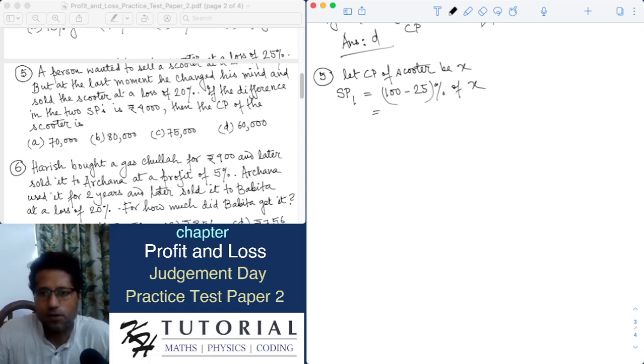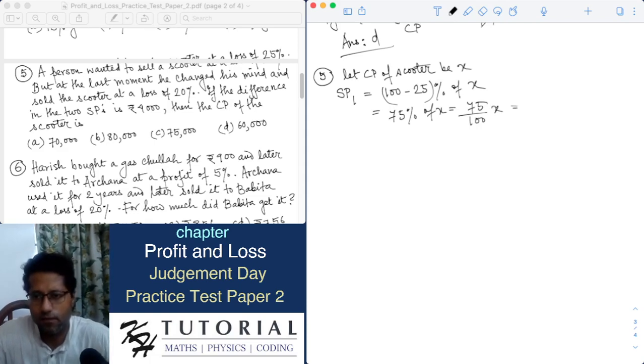Okay, so this is 100 minus 25, which is 75% of X. This is 75 by 100 X. If you divide by 25, we get 3x by 4. This is 3x by 4, the selling price when it was sold at a loss of 25%.